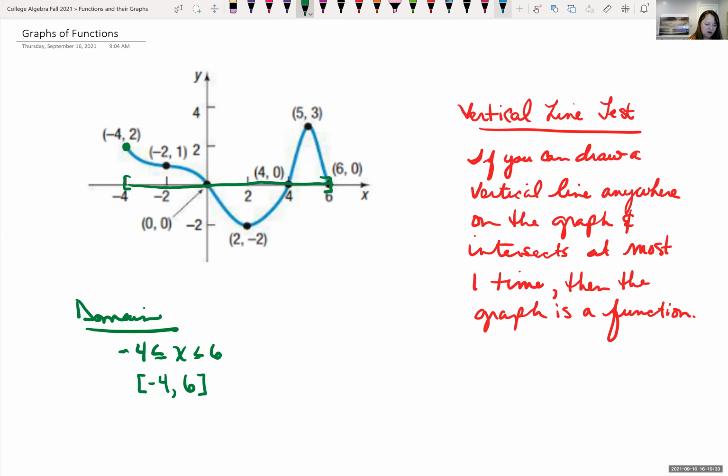The range are all the y values that we're hitting. So I always go smallest to largest. And so if we look at this graph, the smallest y value that we're hitting here is -2. So -2 is less than or equal to y, which is less than or equal to the highest y value this graph is hitting, which looks like when y is 3. In interval notation, the only time that we use y values with interval notation is when we're talking about range. And so we have bracket -2, comma, 3 bracket.